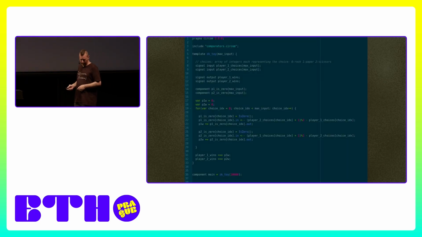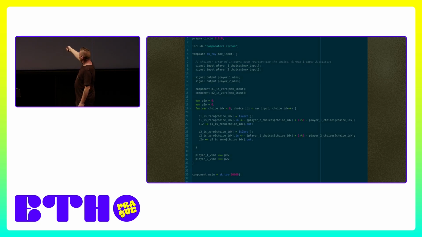This is in a language called Circom. This is the language that ZK rollups and ZK-SNARKs use. I think there are other languages out there, like Cairo and stuff. There are some differences there, but this is the one I'm doing. So as you can see here, we've got the player 1 choices and the player 2 choices as inputs. We've got player 1 wins and player 2 wins as outputs.